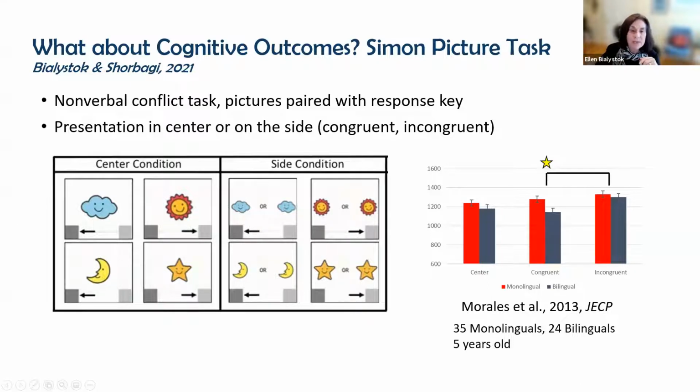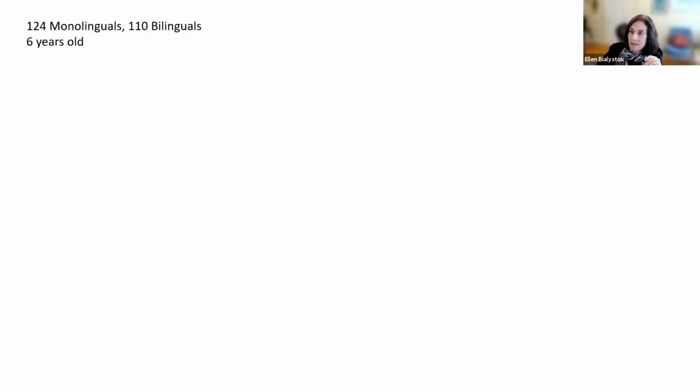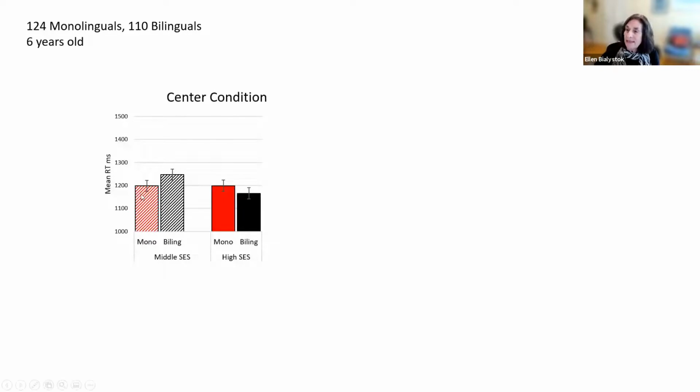So we thought we would just try this out with our grade 1 sample. So these are the 234 kids that I showed you before. And in the center condition, and now we're separating them by middle SES and high SES, there's no difference. These are not significant differences. You may have noticed that 1200 milliseconds was how long it took in that first previously published study. It's exactly the same. What about the side conditions where there's conflict?